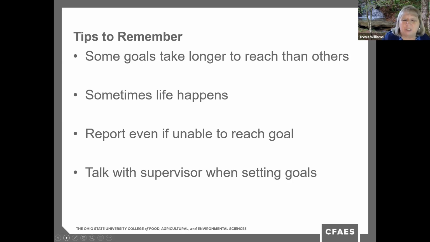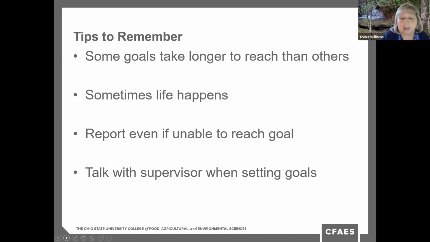And I think that's really important to report even if you're unable to reach the goal. I had some employees last year who would report it didn't happen, but they didn't tell me what they did different. What did they do? Did they put something else in the place of it? Was something else that became more important?